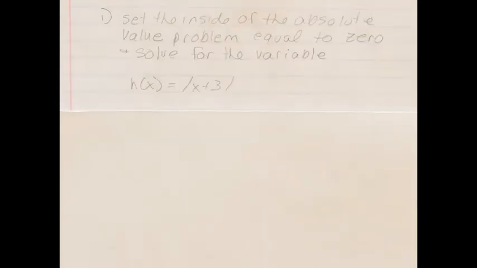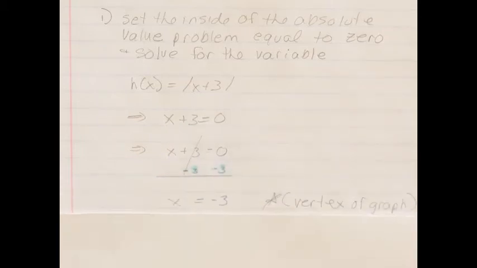Here is our problem. We're setting the inside, x plus 3, equal to 0. This is always step 1. Set the inside equal to 0. From there, you're going to solve for the variable, in this case x. So we're going to take our problem, subtract 3 on both sides, and get x equals -3.